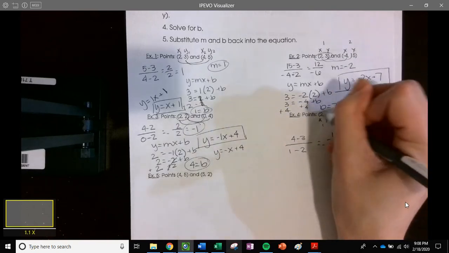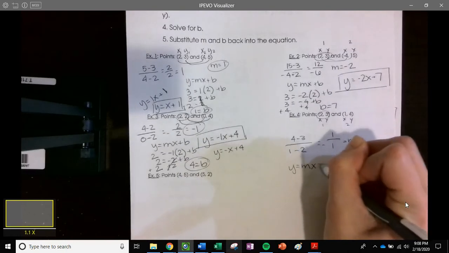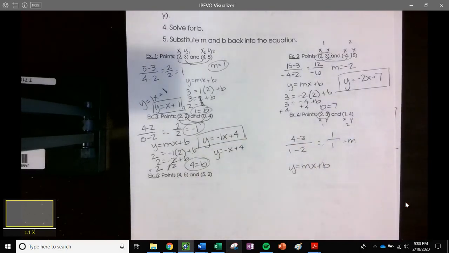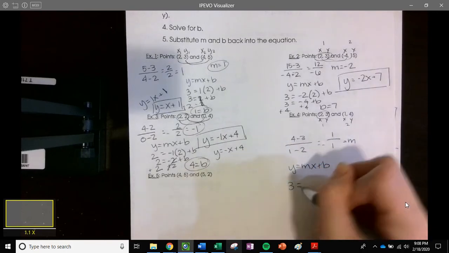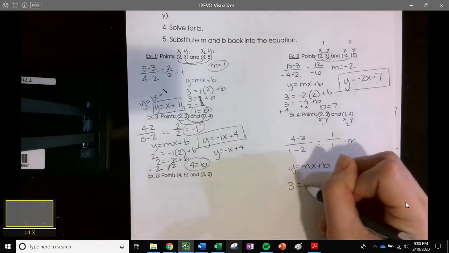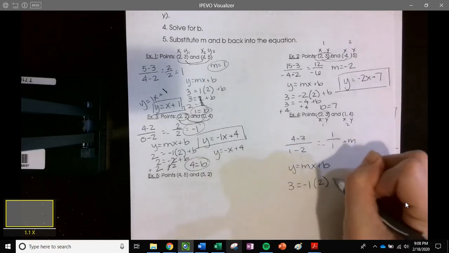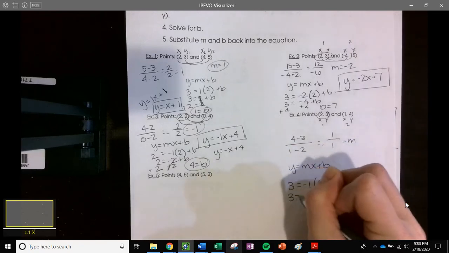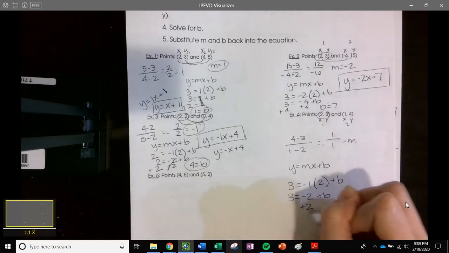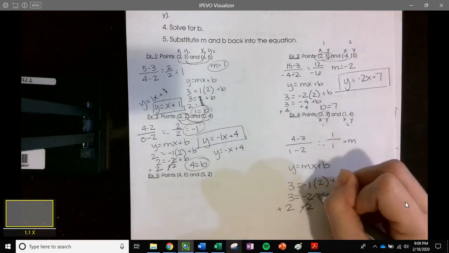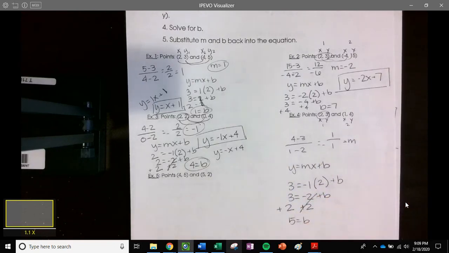All right, and I'm going to use this first set of points to fill in the known values. I know the x and I know the y. So the y is 3. The slope we just found was negative 1. The x is 2. We're solving for b. 3 equals negative 2 plus b. I want b by itself, so I'll add 2 and add 2. That'll cancel out the 2 on this side and give me 5 equals b.